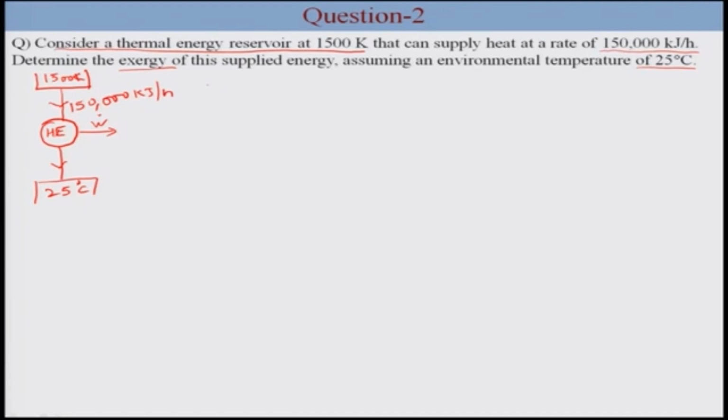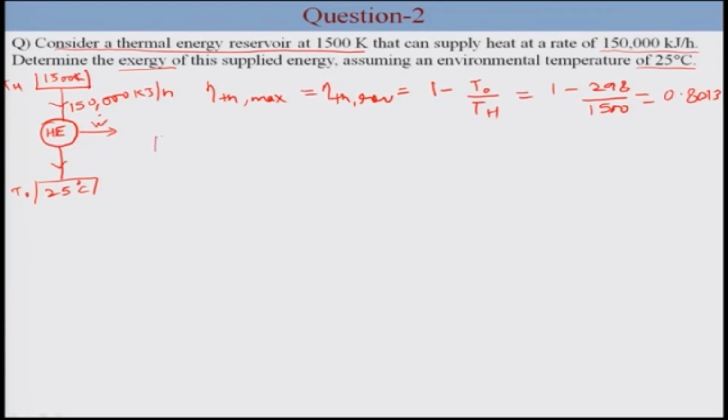Now the thermal efficiency of this heat engine, for a reversible process, is 1 minus T0 by Th. So T0 is the environmental temperature and Th is the temperature of the reservoir. So this is equal to 1 minus 298 divided by 1500. So this is equal to 0.8013. Now the exergy of the supplied heat in the rate form is the amount of power that will be produced by a reversible heat engine.